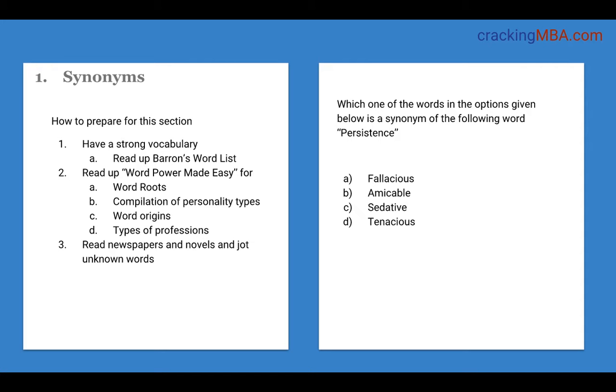The third one is to regularly read newspapers and novels or fiction, or anything that you like to read more often, and jot down unknown words wherever you encounter them. We will look at this in more detail in subsequent slides.